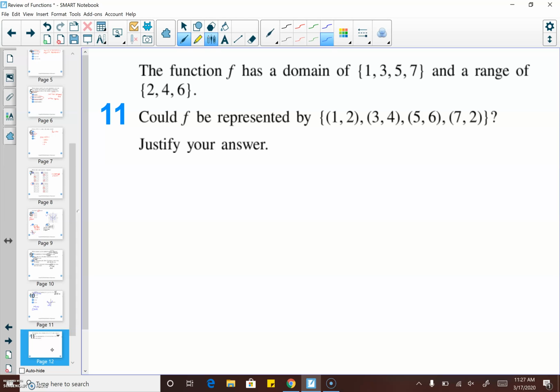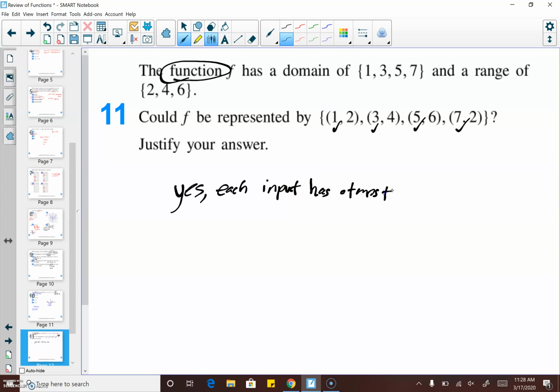The function f has a domain of 1, 3, 5, 7 and a range of 2, 4, 6. Could f be represented? Now remember, it's a function, so x is not allowed to repeat. 1, 2, 3, 4, 5, 6, 7, 2. All of our x values are different. To justify your answer, first we need to answer the question. Could f be represented by this? Yes. And then you want to state the definition of a function. Each input has at most one output.